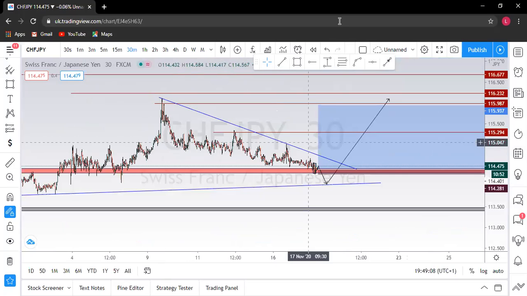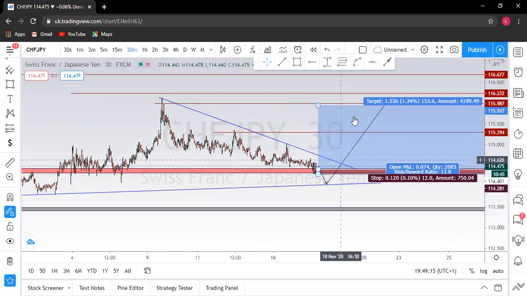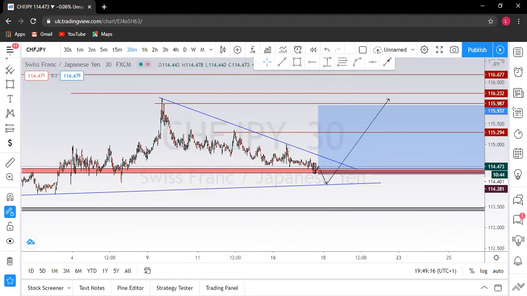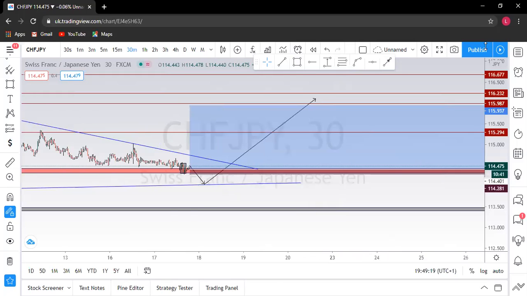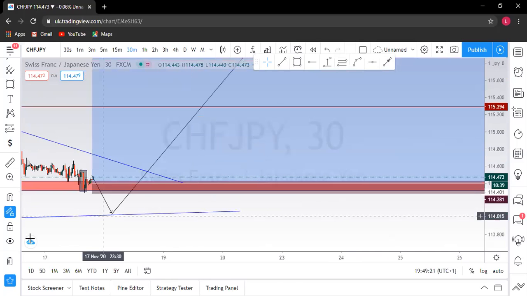So we expect them to break this trend line and give us a retest. If you've not taken your buy here, give us a retest, then we can take our buy to the next level. And for you to be on the safer side, you can wait for a break of structure before you actually buy.